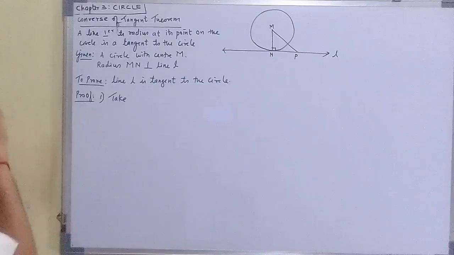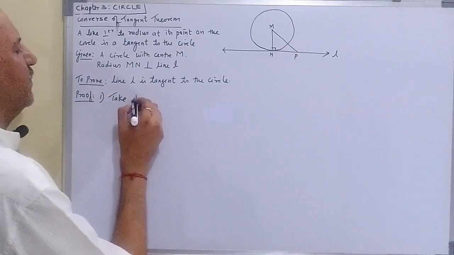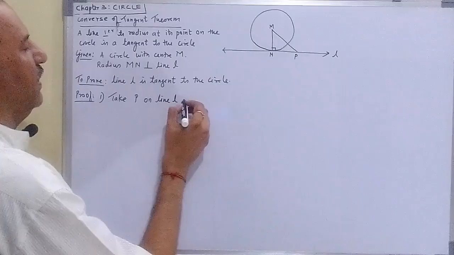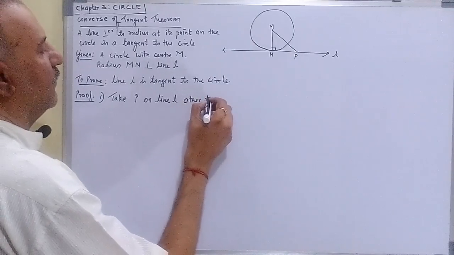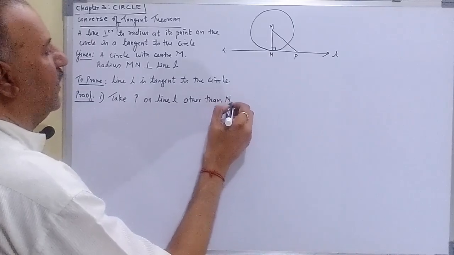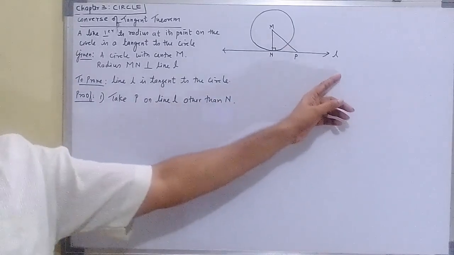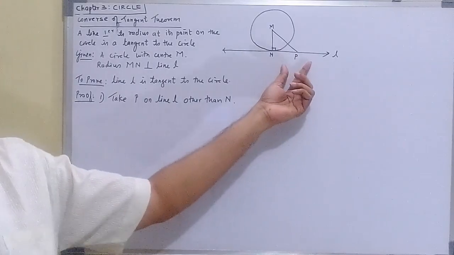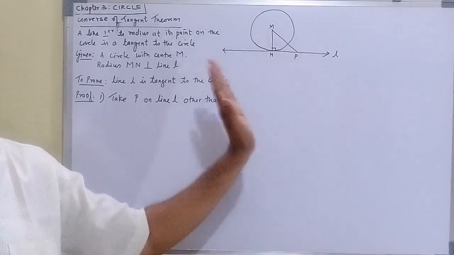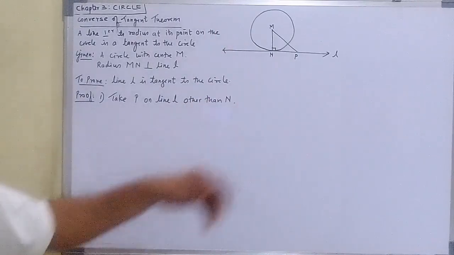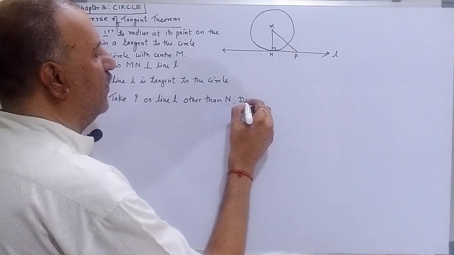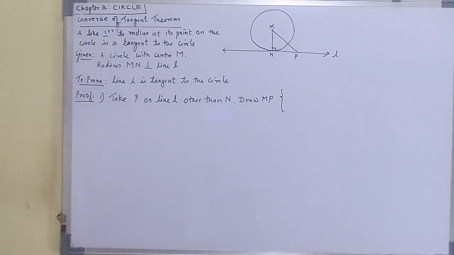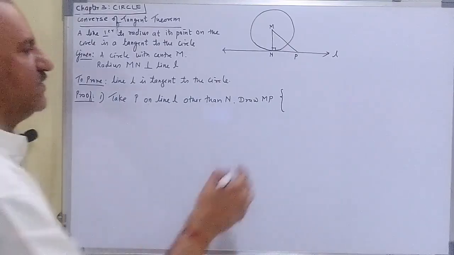सपोज हम कंस्ट्रक्शन लेते हैं इसको. टेक अ पॉइंट P ऑन लाइन L other than N. देखो इस लाइन L पे ऑलरेडी पॉइंट N है. हमें क्या लेना है? टेक एनी अदर पॉइंट P ऑन लाइन L which is not N, other than N है, and then join and draw M और इसको हमें ज्वाइन करना है. ओके, ये हो गया अपना कंस्ट्रक्शन.